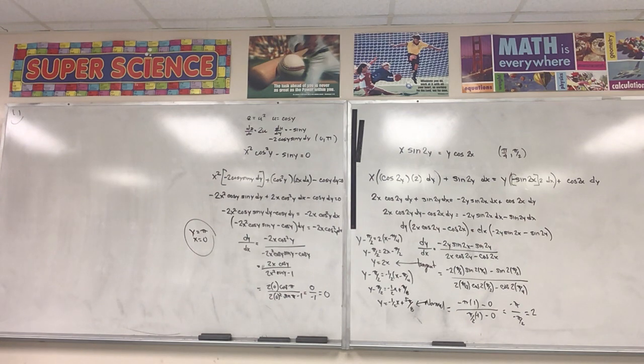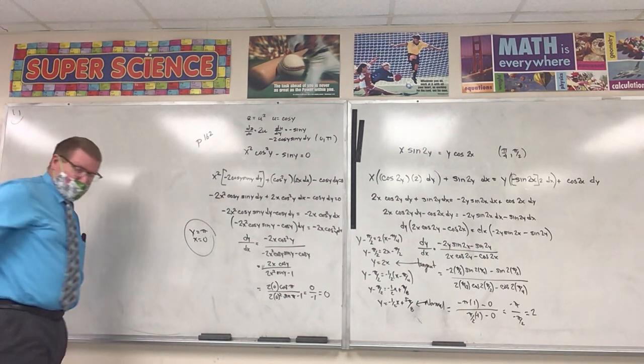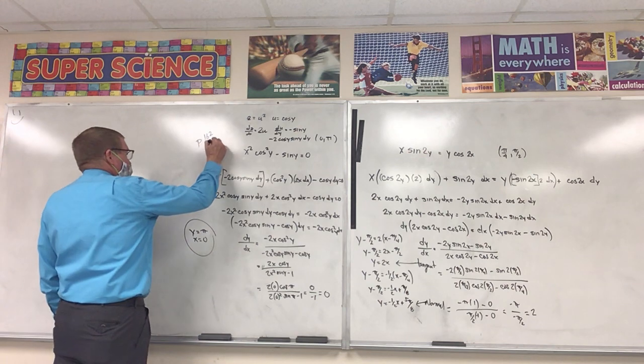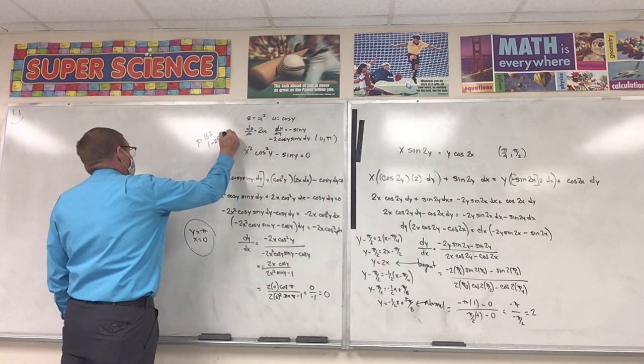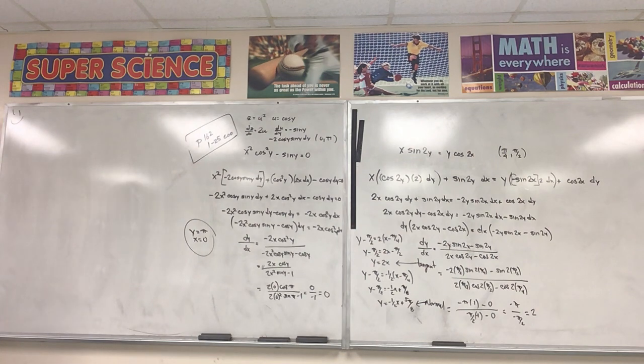Alright, so tonight what I want you to do is page 162, numbers 1 through 25, every other odd. Implicit differentiation. Okay? Page 162, 1 through 25, every other odd.